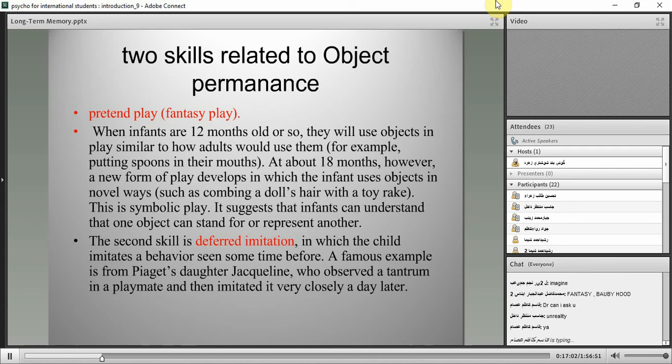The other type, the second cognitive skill which emerges as a result of object permanence. What is meant by play similar? Here, play means to act. They behave similarly to adults in using the objects. As I said, copying, or imitating.